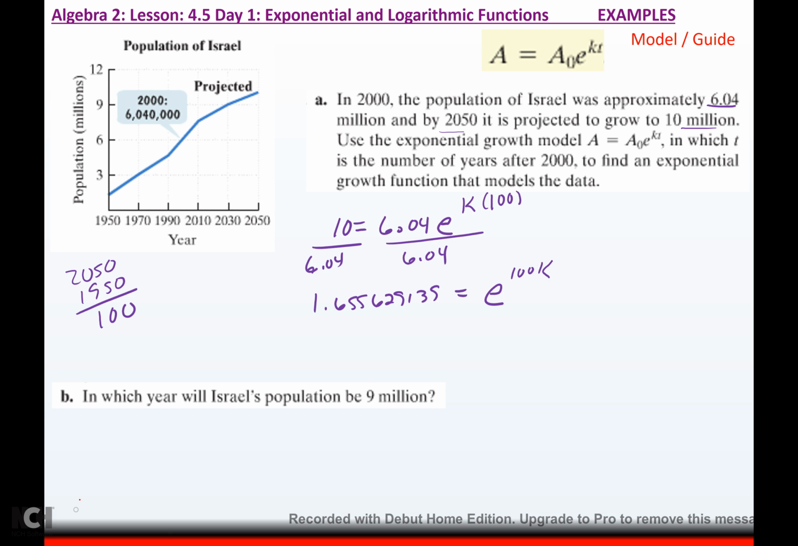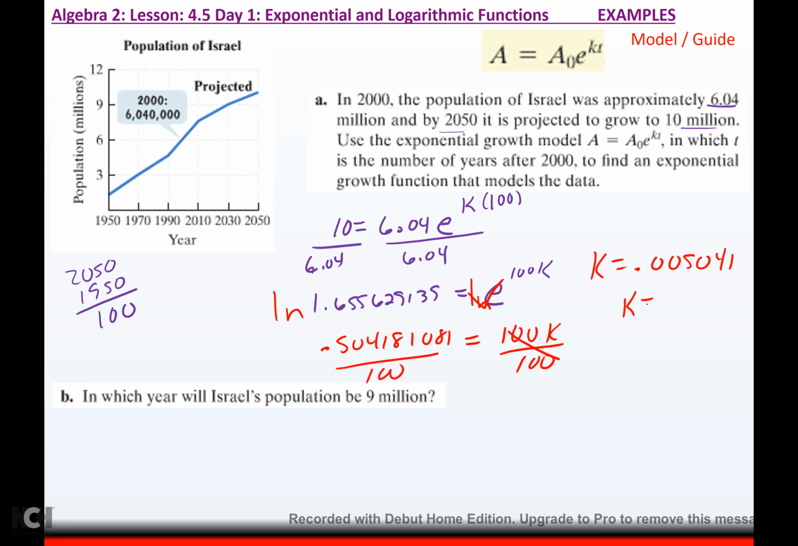To drop it, I'm going to throw a natural log on both sides. So I have ln of that answer, and I get 0.5041811081 equals 100k, because these cancel. So divide by 100, and your k is 0.005041 blah blah blah, so I'm going to say k is 0.005. So my function is going to be A equals the original 6.04 million e to the 0.005 times t. That would be my generic function for that set of data.